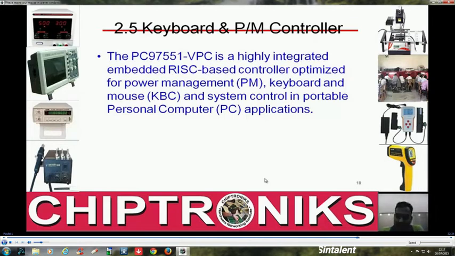RISC means that to do a task there are very few instructions. In simple terms, reduced instruction set computers have a limited number of instructions to do a task, right? A limited number of instructions. So this PC97051 is a RISC-based controller, not really needed for repairing, but to understand anything well, I think this is very important.